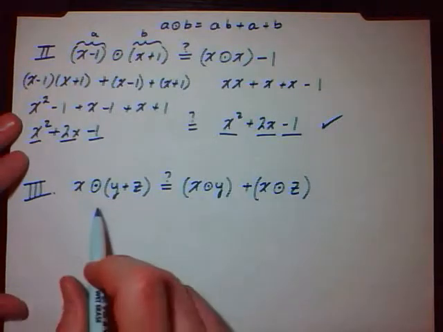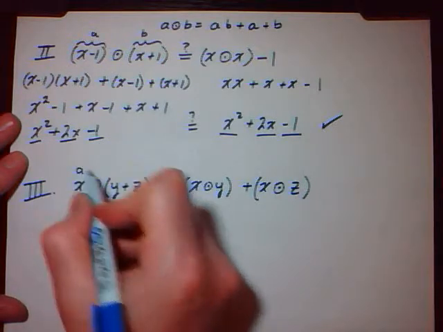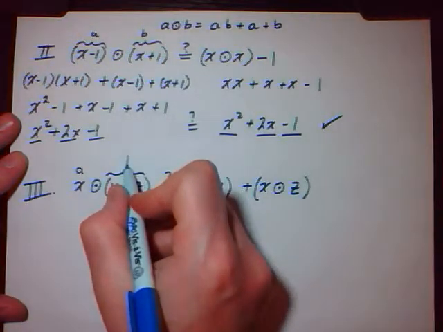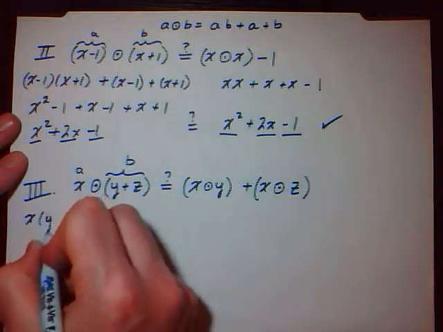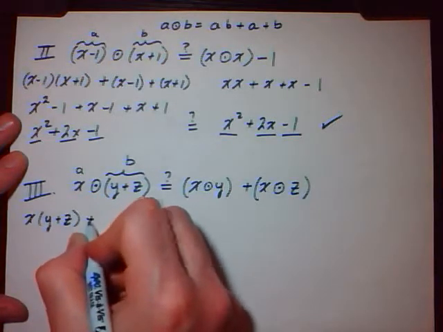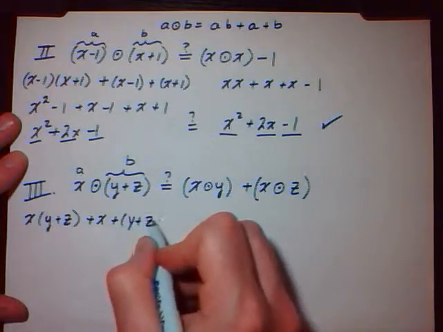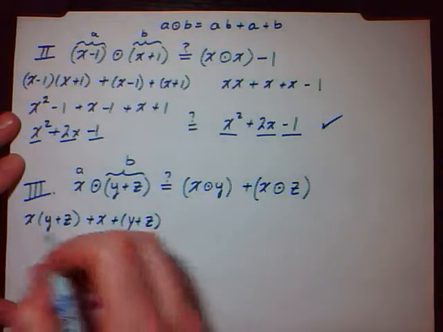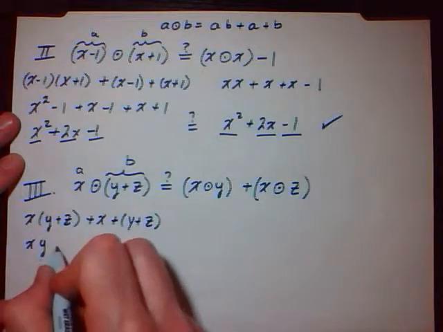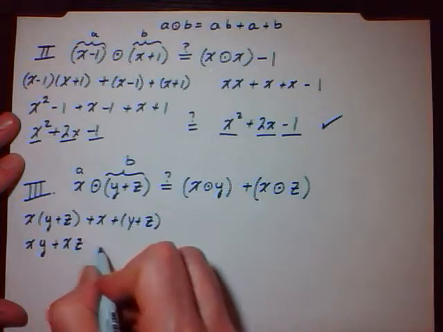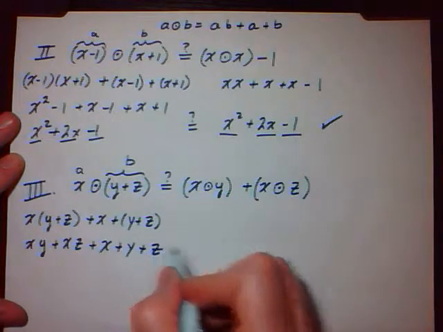Now we can do the same with the third expression. Again, in the left-hand side, this plays the role of a, and that plays the role of b. So first the product, x times y plus z, plus the first one, x, plus the second one, y plus z. Simplifying this, distributing, x times y plus x times z plus x plus y plus z.